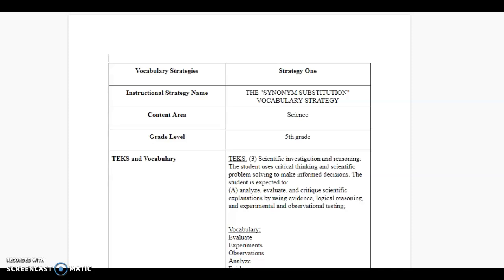Hello everyone, this is Ronnie Gunther, and I'm going to be talking about my first vocabulary strategy that I found.